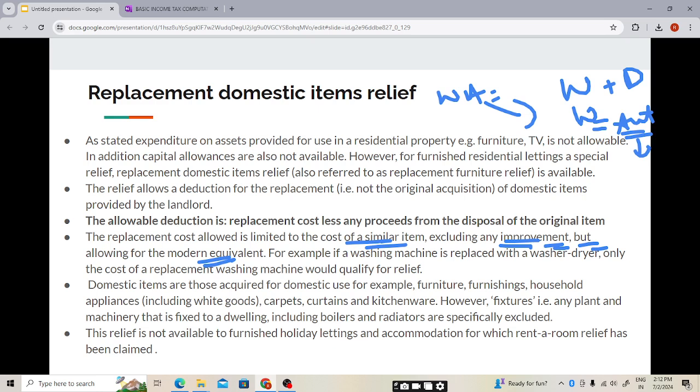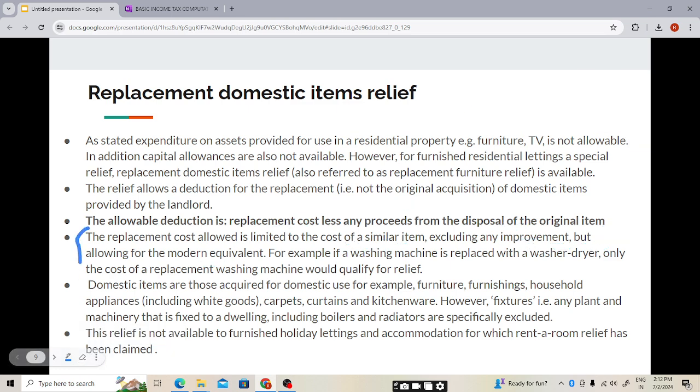So keep in mind, the domestic replacement relief says that the allowable deduction amount is the replacement cost less any proceeds from the disposal of the original item, because during the original acquisition you are not allowed it, but you have a restriction. What is the limit? The replacement cost is limited to similar items. As I gave the example of washer plus dryer, only the cost of a replacement washing machine could qualify. For example, if a washing machine is replaced with a washer plus dryer, only the cost of the replacement washing machine qualifies for this relief.